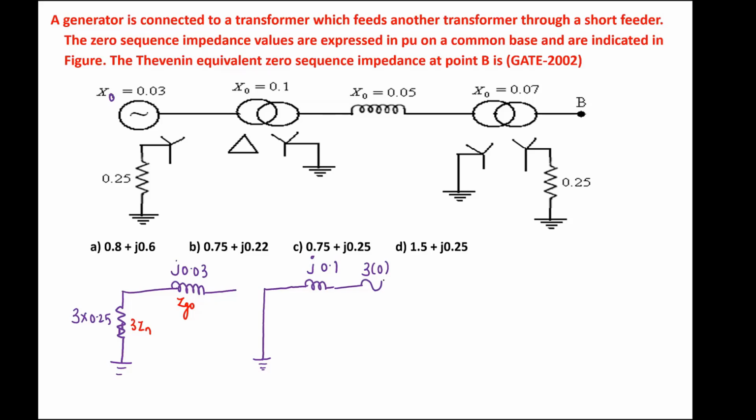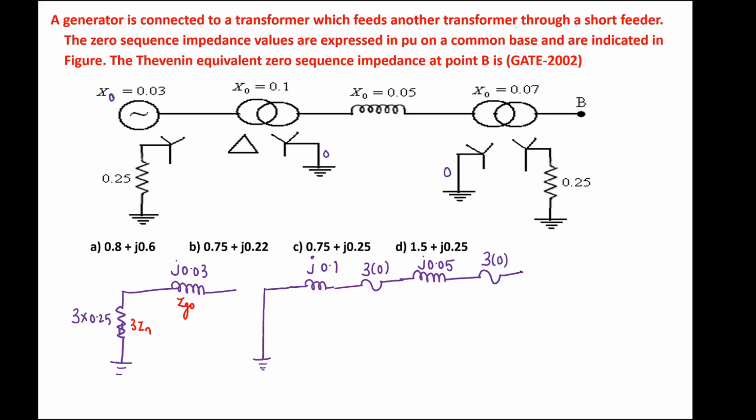Okay. So after the transformer, I have a transmission line whose zero sequence impedance is... how much is the zero sequence impedance of transmission line? J 0.05. Okay. Then again you have one more transformer, whose primary is star connected and solidly grounded. So I have to open the shunt switch and close the series switch with 3 times the neutral grounding impedance, which is 0.